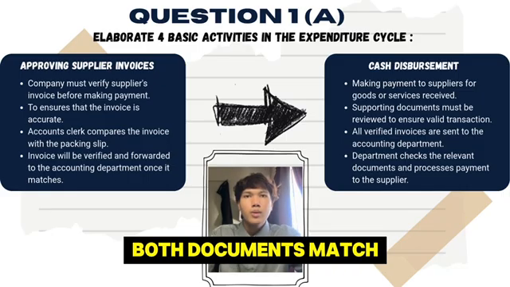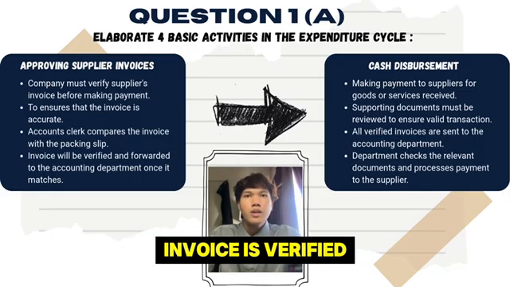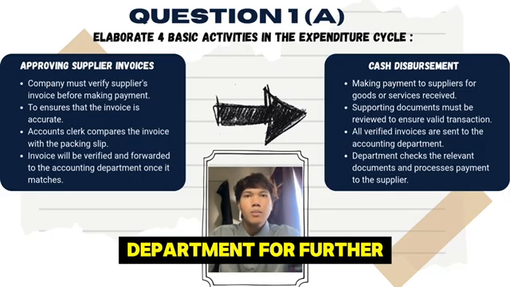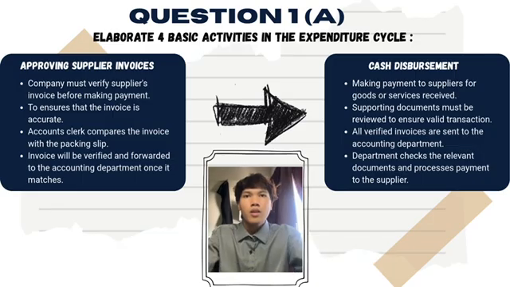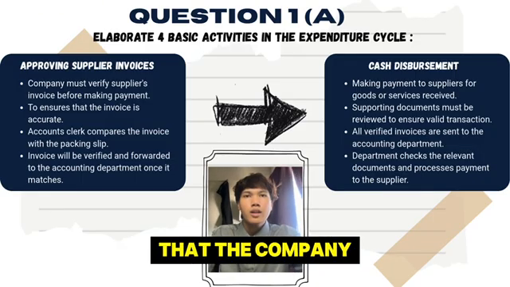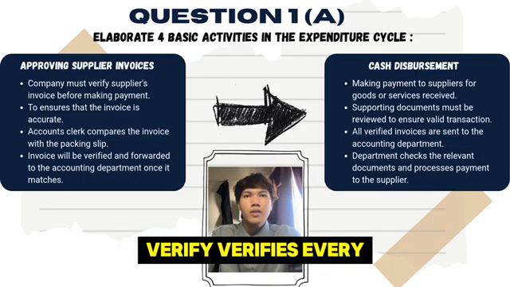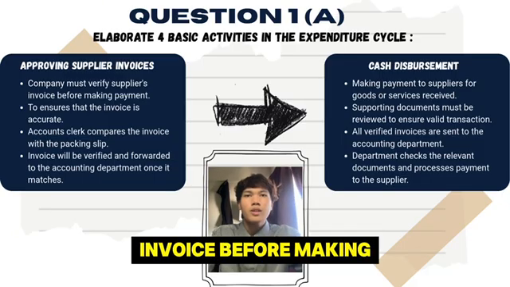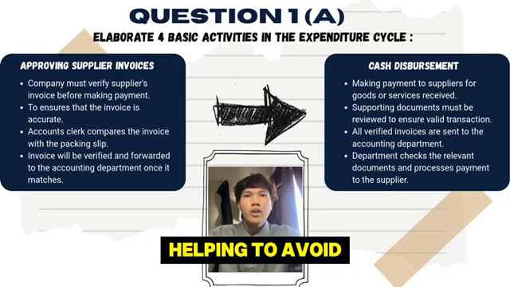If both documents match, the invoice is verified and forwarded to the accounting department for further processing. From this process, we can see that the company carefully verifies every invoice before making any payment, helping to avoid unnecessary costs and payment errors.